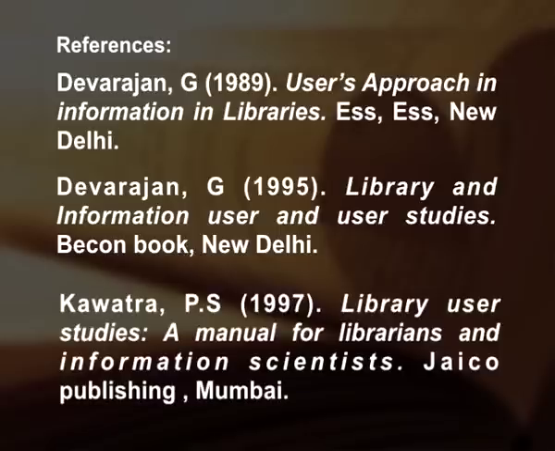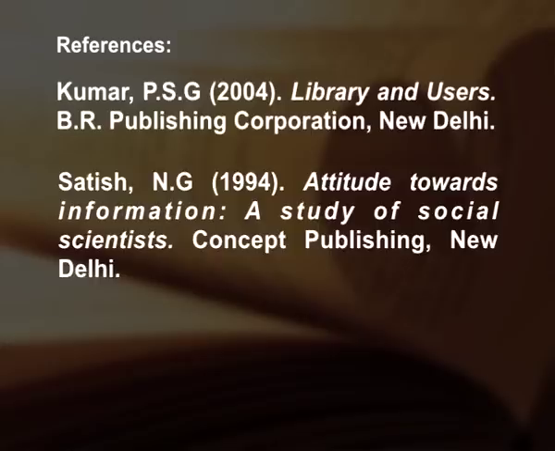The third is entitled Library User Studies, a manual for librarians and information scientists, written by P. S. Kawatra in 1997, published by JCO Publishing, Mumbai. The next book is Library and Users, written by P.S.G. Kumar in 2004, published by BR Publishing Corporation, New Delhi. The next is Attitude Towards Information, a study of social scientists, written by N.G. Satish in 1994 and published by Concept Publishing, New Delhi.